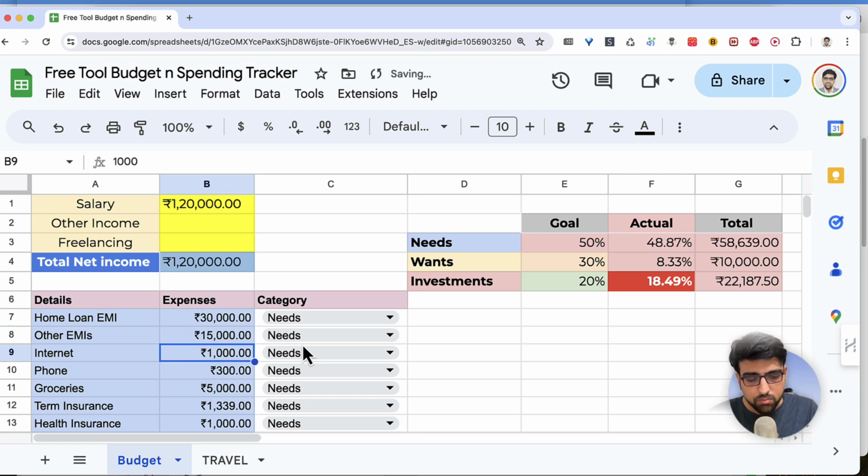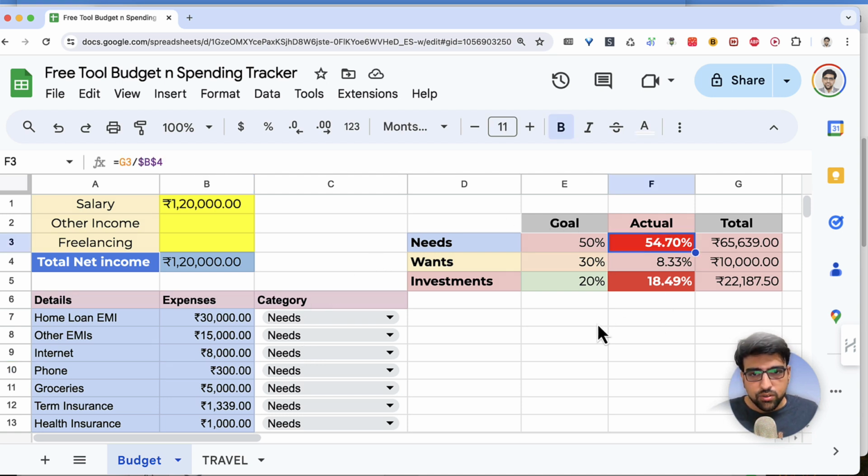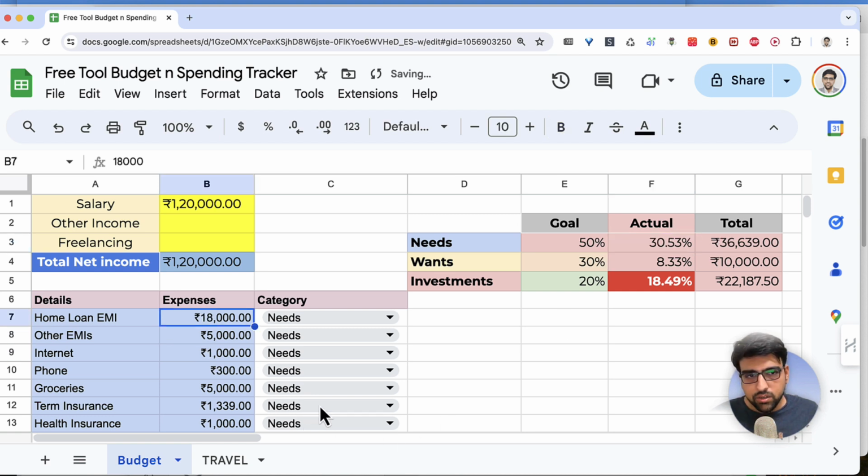Still I have some buffer, and here if my internet expenses go up by 8,000 or something, you'll see that it will show up in red, right? So showing up in red essentially means that you are not going as per your plan, and you are breaching that number of 30% or 50% for your needs and 30% for your wants.